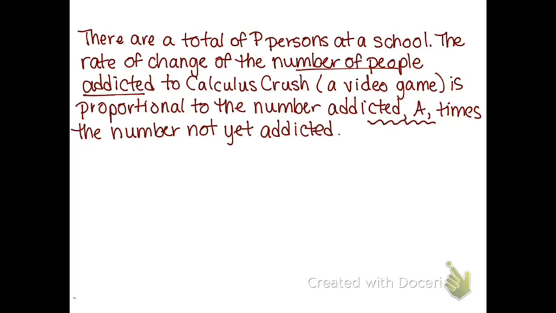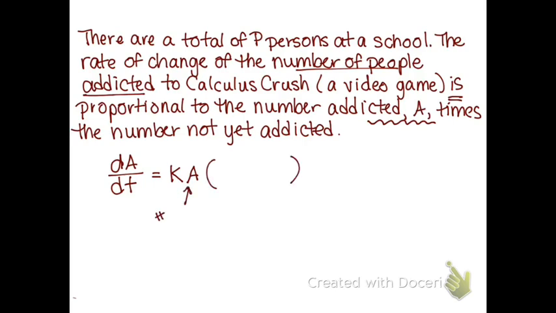So since this is a real world problem, a rate of change is happening with respect to time. As time is passing, there's a change in the number of people addicted to the game. So we're going to write dA dt. The rate of change of the number of people addicted is proportional to, so "is" again means equal. And proportional means we're going to stick that number k in there, or that variable k. It's proportional to the number addicted, which is A, times the number not yet addicted.